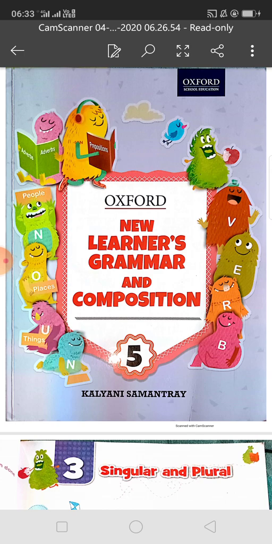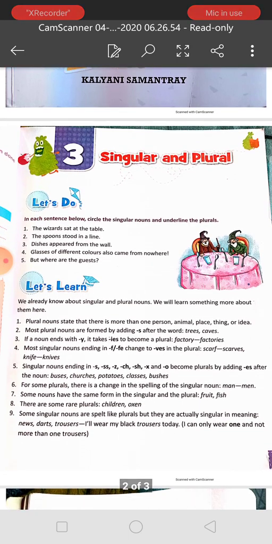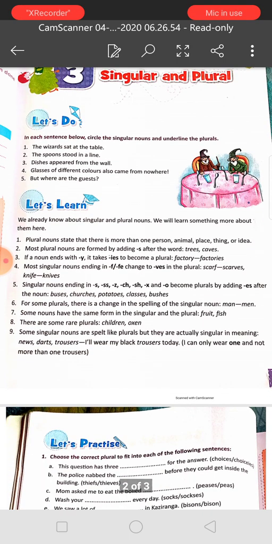In our last class, we had discussed nouns and gender of nouns. So, nouns and gender of nouns we have completed. Now, today we will start with singular and plural. Singular and plural. That means numbers. It is called noun numbers. It shows how many things, how many nouns are present at that place.